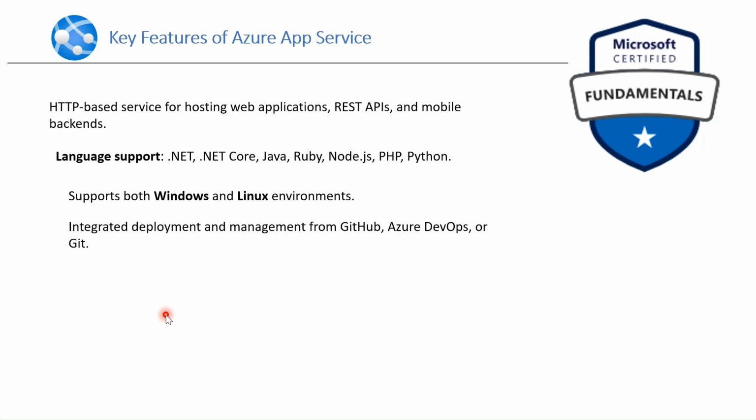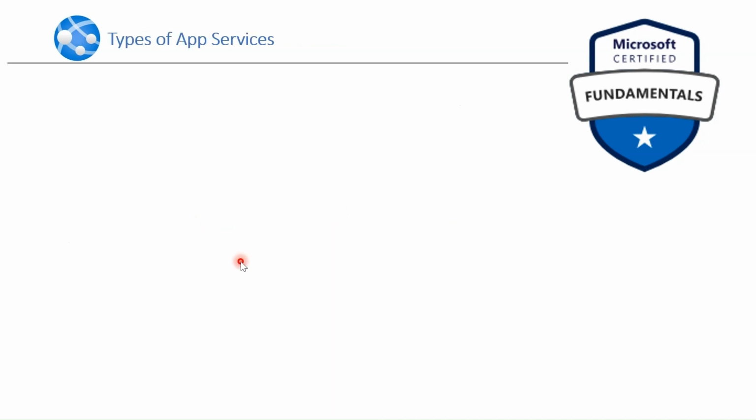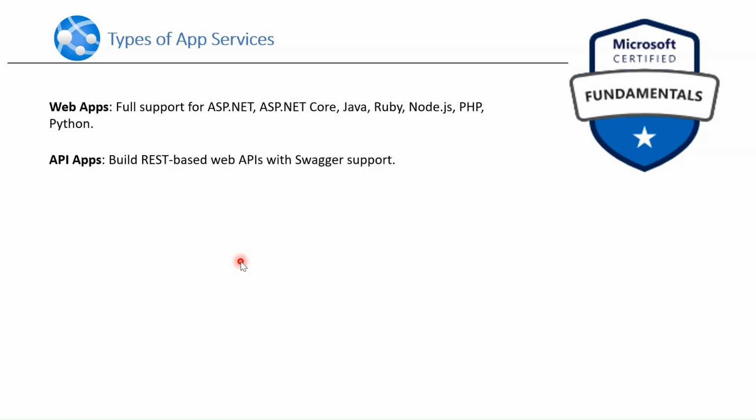So let's assume you have built and deployed your code on Azure App Service. Now over time, when you want to make any changes to the code, you can use these CI/CD features that can be integrated with Azure App Service. Now types of app service, as we've already seen, let's look at them in more detail. Web apps: full support for ASP.NET, .NET Core, Java, Ruby, Node.js, PHP, and Python.